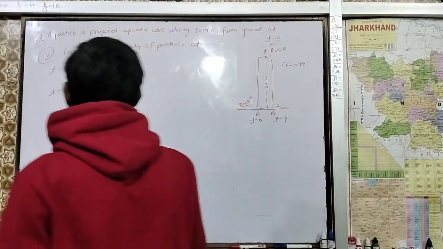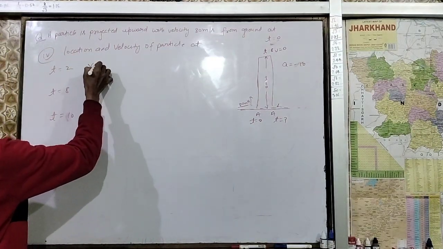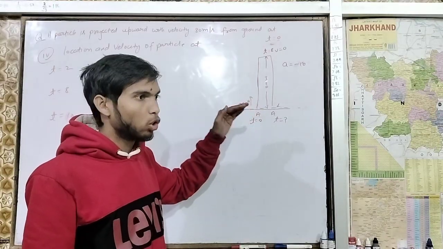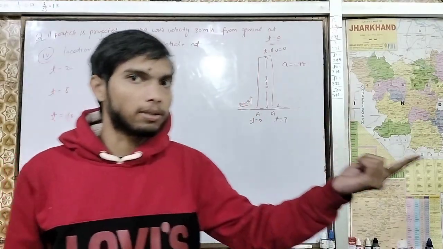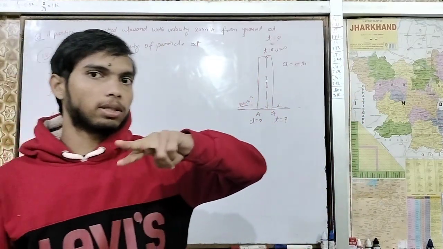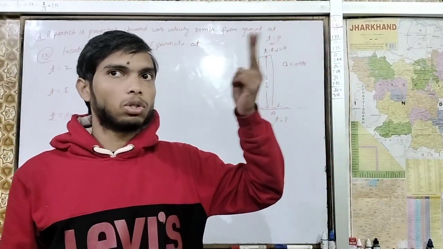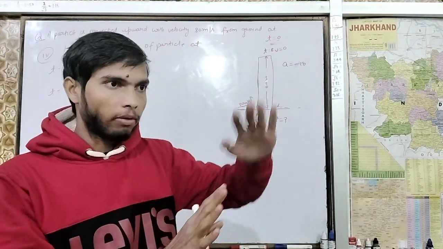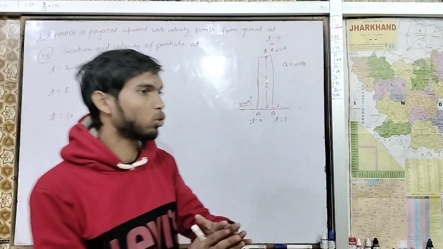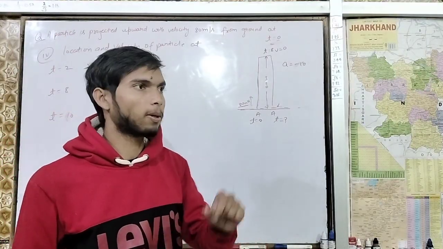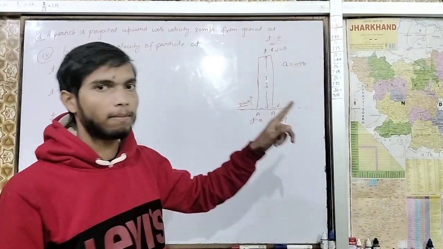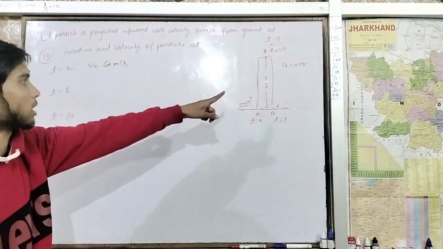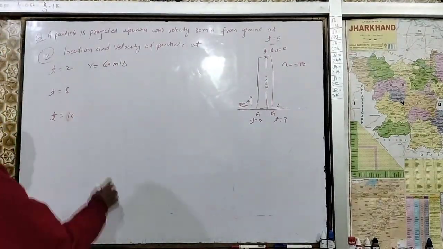What is the velocity? You can easily say, at 2 seconds, acceleration is 10 downward, so at 2 seconds the velocity will decrease by 20. Here of course it is going upward, so the velocity will decrease automatically. Initial was 80 minus 20 is 60. At 2 seconds the velocity will be 60 meter per second.